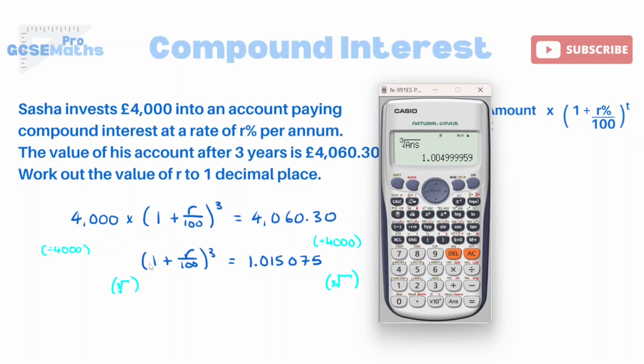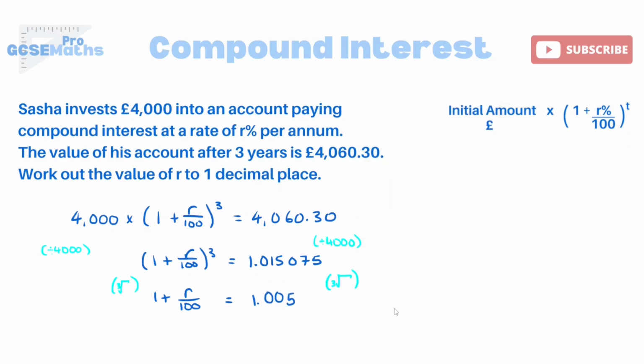So on the left hand side, obviously it opens up these brackets. Basically I still have 1 plus r over 100. And then on the right hand side, I'm going to write this down. As you can see though, it is basically 1.004999999 and so on. So I'm probably just going to round that at this point. So I'm going to write it as 1.005, okay? Because that's effectively what it is, isn't it?